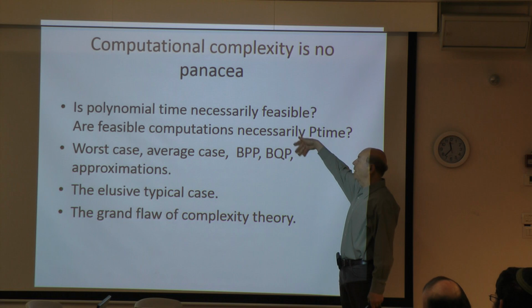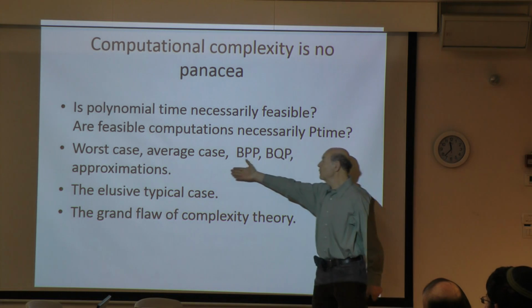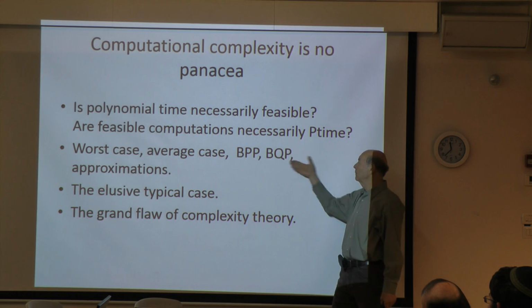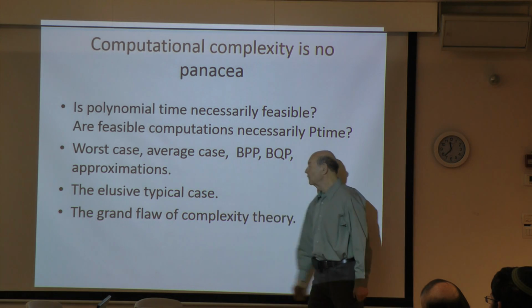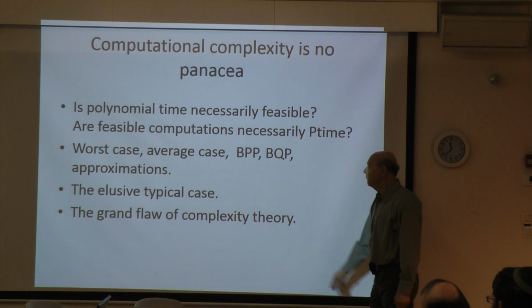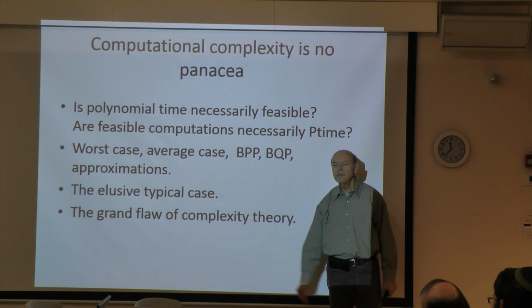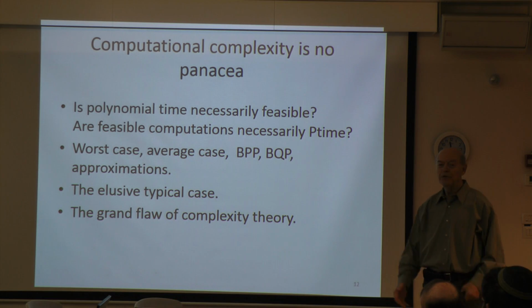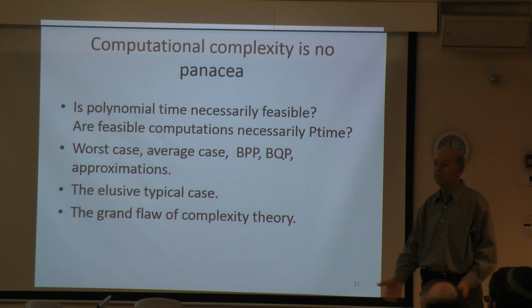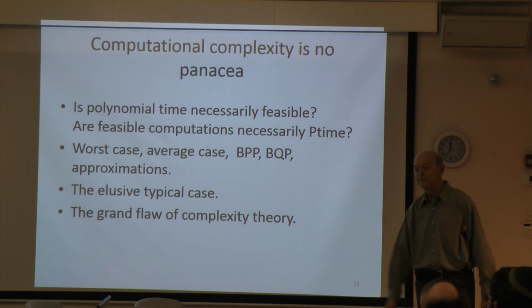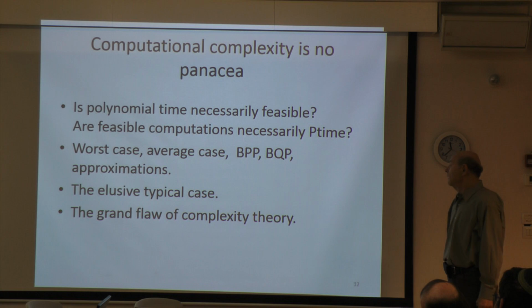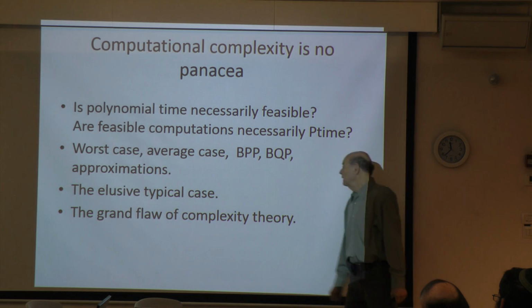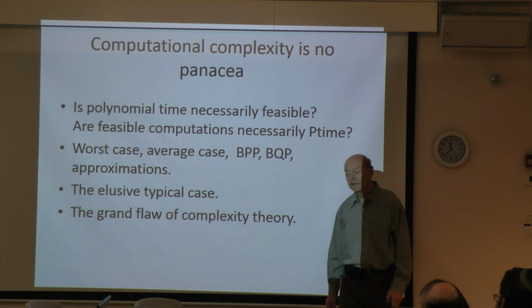And this is all about worst case. In addition to worst case, there's average case, and quantum computation, approximations. The most interesting is this elusive typical case. Because when you say average case, you presume a certain probability distribution, and sometimes it is natural, sometimes there is none. So this typical case is very hard.